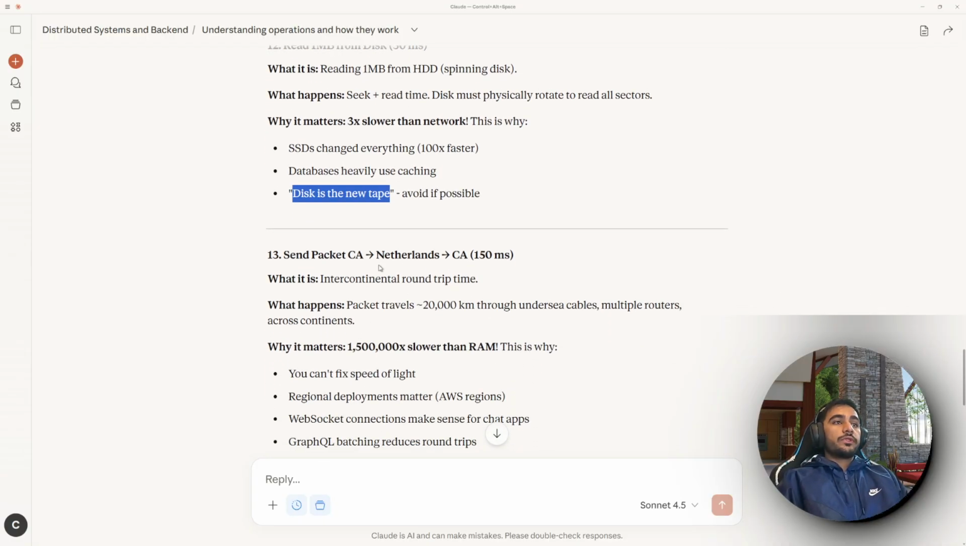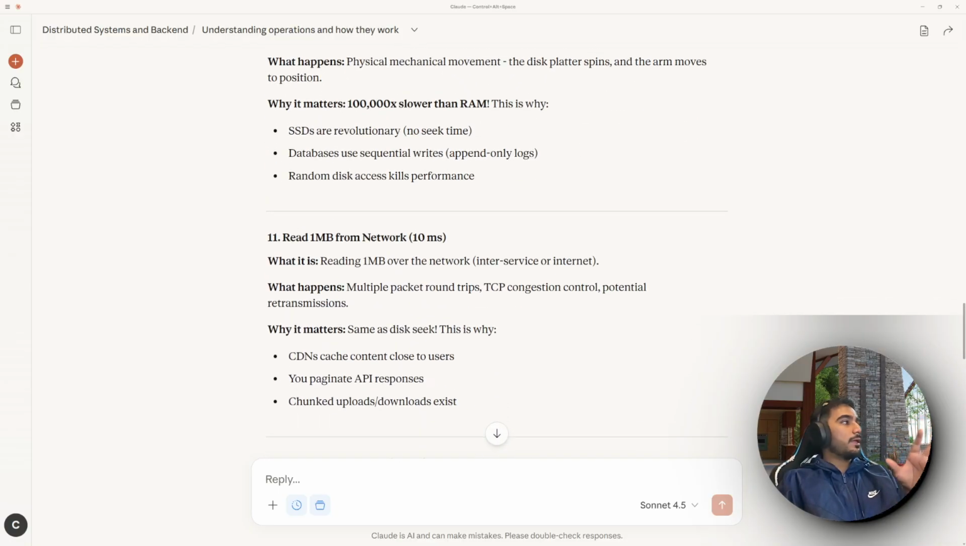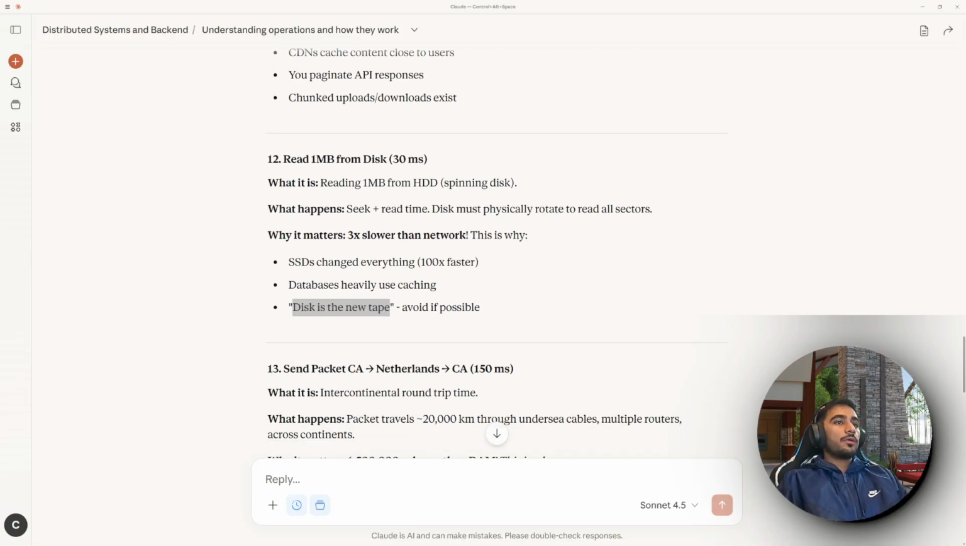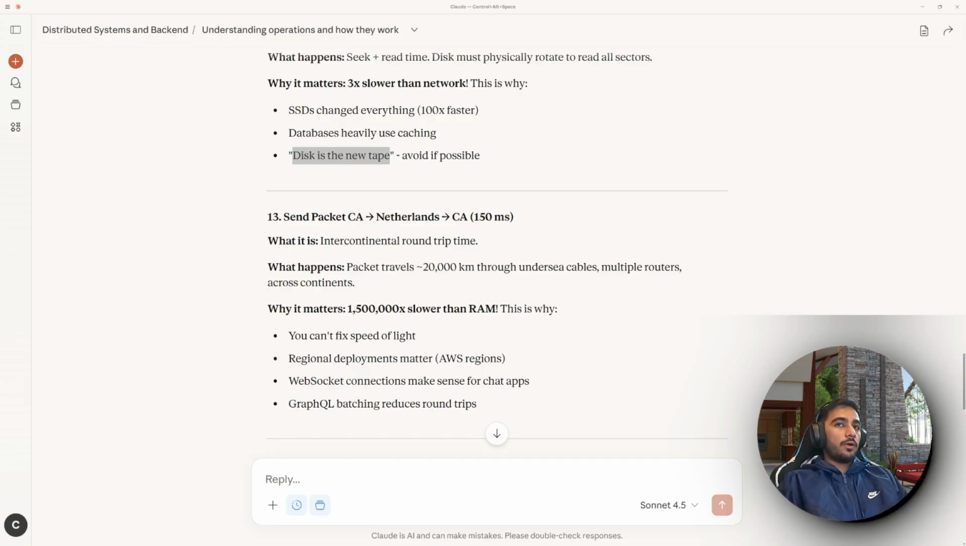All right. So, send packet. Okay. So they are sending a packet from California to Netherlands and back to California again. This takes 150 milliseconds. What is it? This is intercontinental round trip time. We went over the round trip time in a single server, that is 500 microseconds. But now this is an intercontinental round trip. Packets travel more than 20,000 kilometers through undersea cables and multiple routers across continents. Why it matters? This is 1,500,000 times slower than RAM.